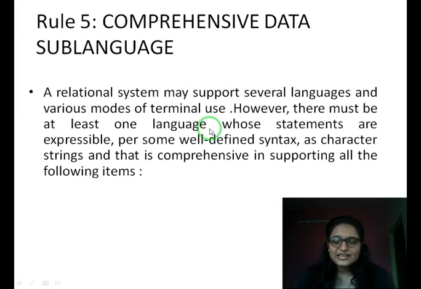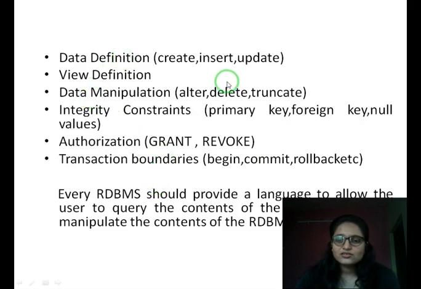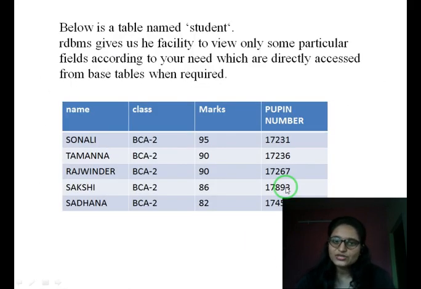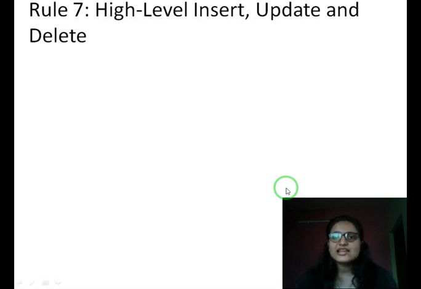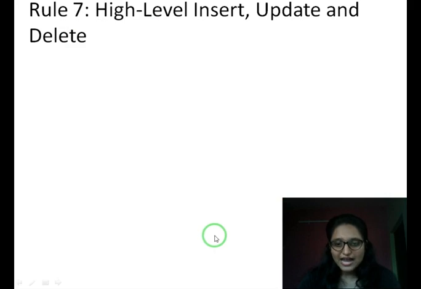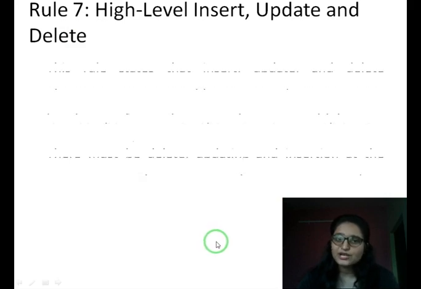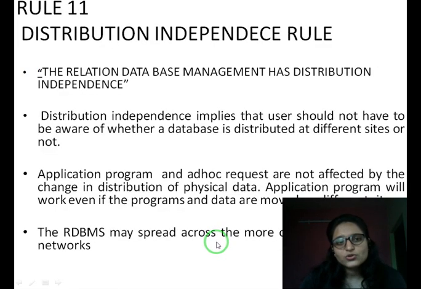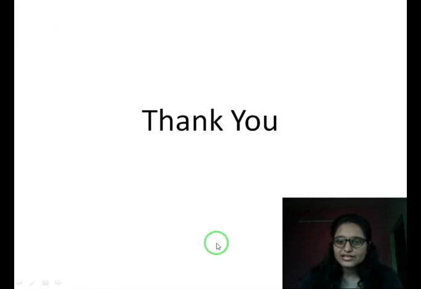The comprehensive data language rule says you can access a database using a particular programming language. The view updating rule is related to the view level. High-level insert, update and delete means you can add, insert, delete and update multiple rows simultaneously. So in this way, these are the 12 basic rules introduced by Codd to give a better standard to the relational data model.